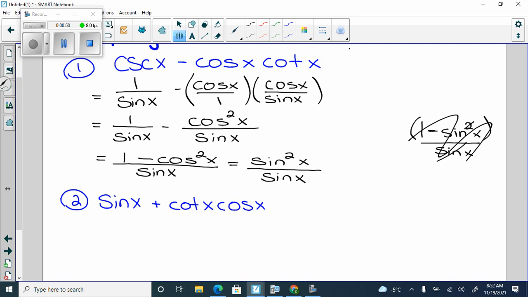So here, or you could change it to cos squared x, and then this would be cos squared over sine. Anyways, this can cancel that off, and we're left with sine x.